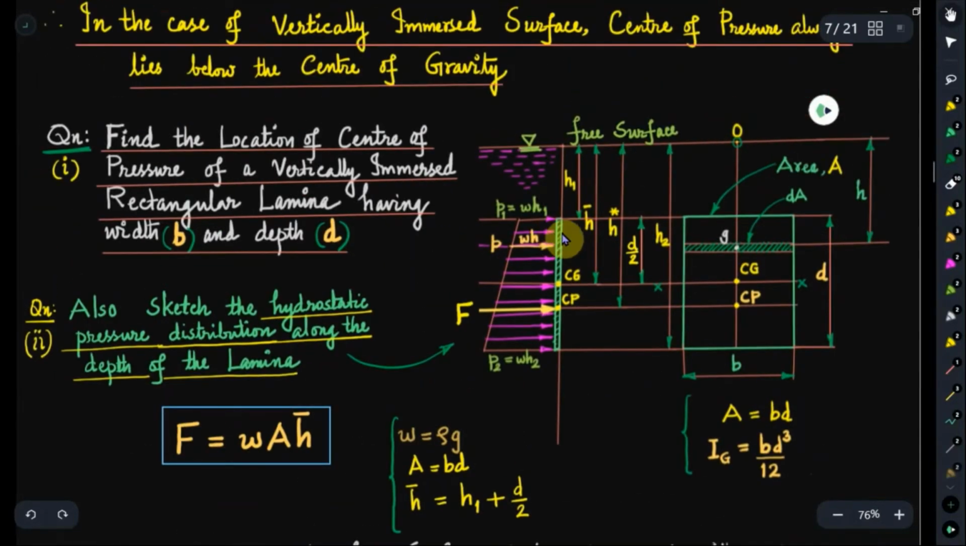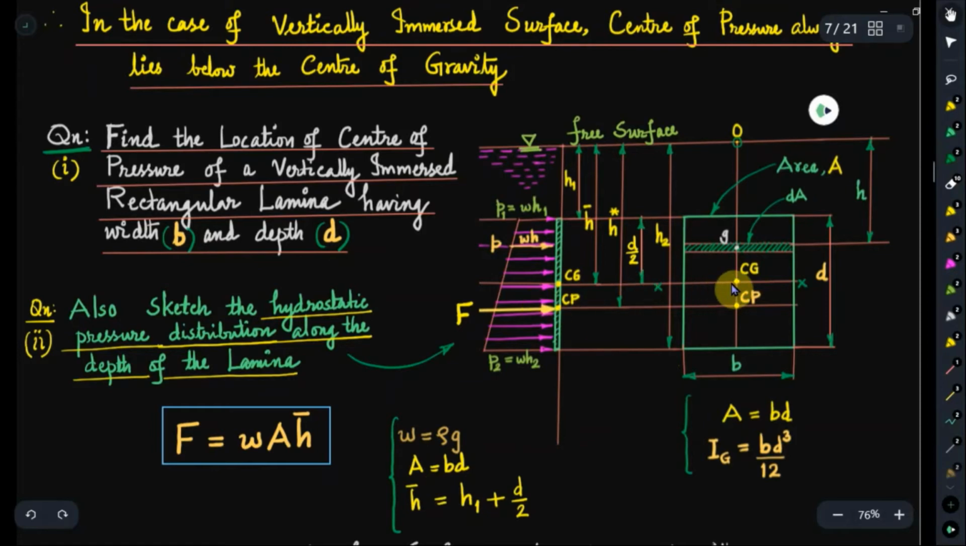Now, consider this common case. The upper edge is at a distance of H1 below the free surface and the lower edge is at a distance of H2 below the free surface. The area is breadth into depth, that is B into D, and the area moment of inertia about the centroidal axis XX parallel to the free surface, that is the 0, 0 level, is B D cubed by 12. And what about H bar here?